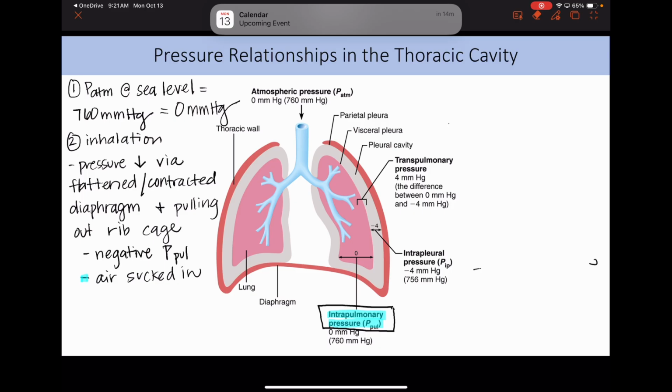Professor, would it be safe to say that it's like a vacuum? Like you're creating a vacuum. Yes, and with those changes in pressure, then air is able to be sucked in.